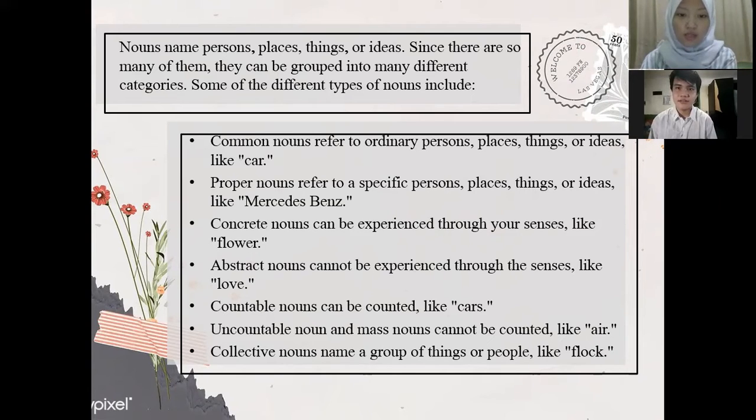Concrete nouns can be experienced through your senses, like flower. Abstract nouns cannot be experienced through the senses, like love. Countable nouns can be counted like cars, uncountable nouns and mass nouns cannot be counted like air. Collective nouns name a group of things or people like flock.